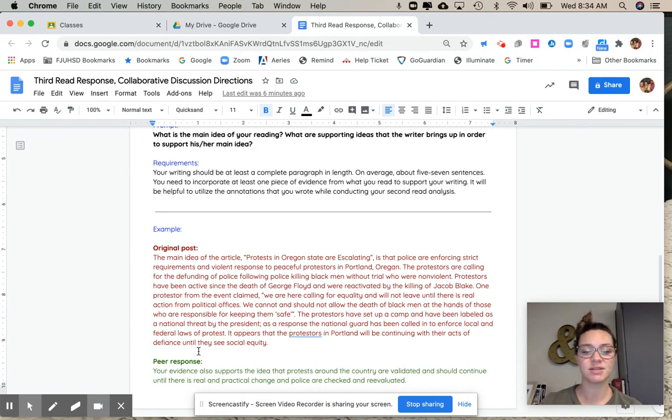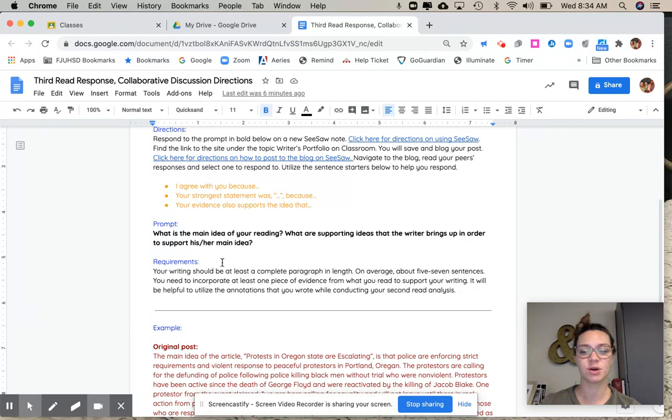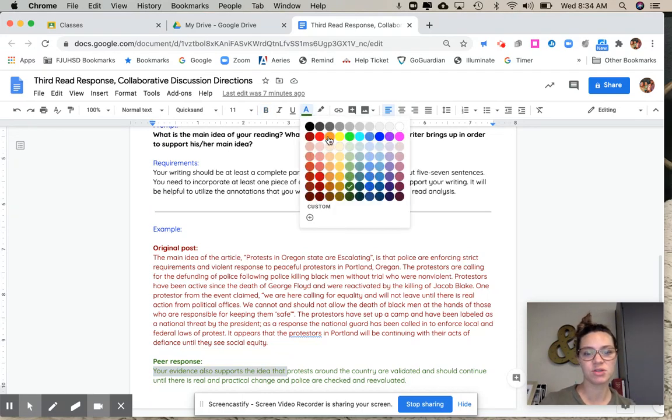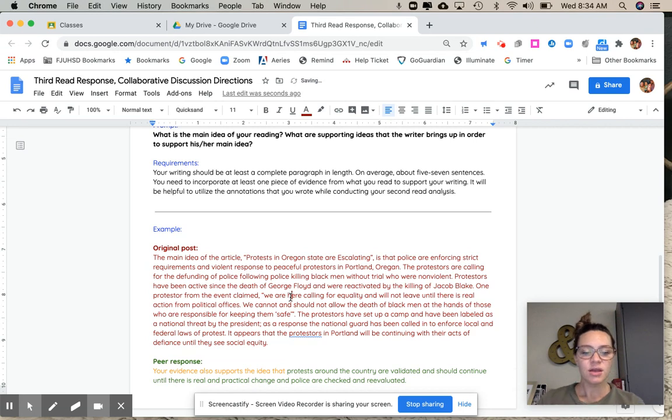I use the sentence starter from the orange sentence starter list. That was your evidence all supports the idea that. So there's my sentence starter. I'm going to make it orange for you so you can see. Your evidence also supports the idea that protests around the country are validated and should continue until there is real and practical change and police are checked and reevaluated. So just a response to one of your peers, make sure you save it, and that's how you're going to engage in your third read and your response with your peers.